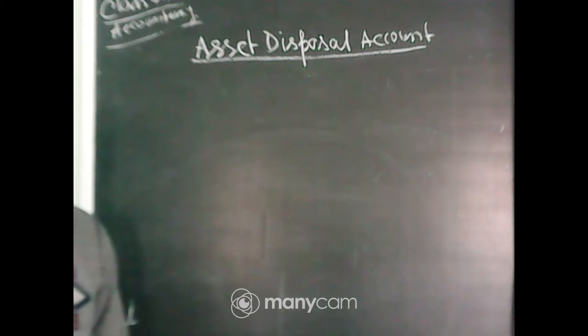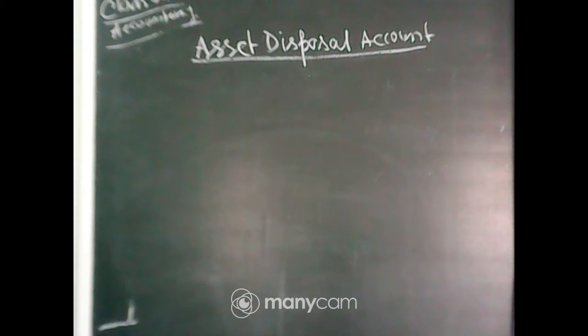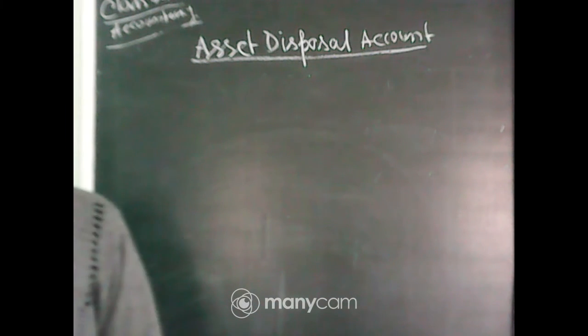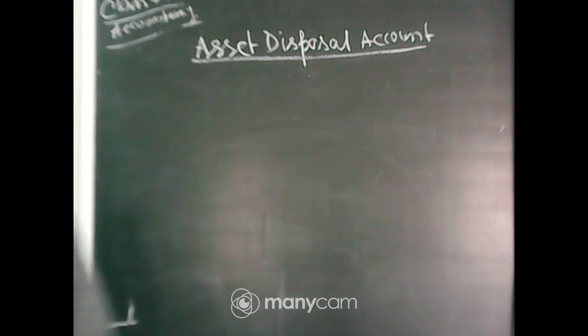Now in question number 11 from your book, you can see that Saraswati Limited purchased a machinery costing rupees 10 lakh on January 1, 2011. A new machinery was purchased on 1st May 2012. Again a machinery was purchased on 1st May 2012 for rupees 15 lakh, and another on July 1, 2014 for rupees 12 lakh.